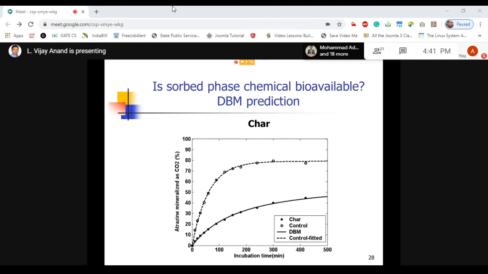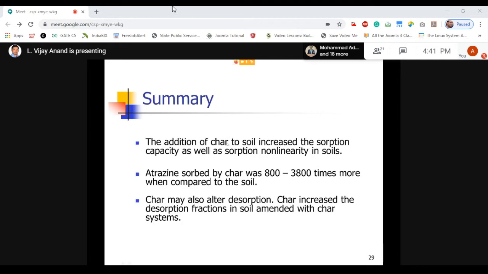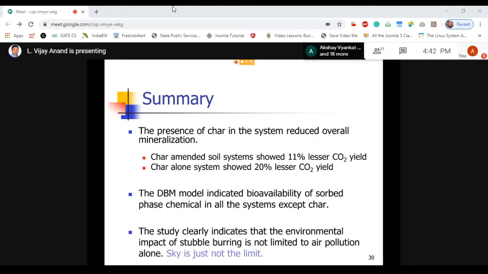So leading to the summary of this study, addition of char to the soil increased the sorption parameters and increased the non-linearity of adsorption. As we can see, the amount of sorption in char is way higher when compared to the soil, about 800 to 3,800 times more. And char's presence in the soil can alter the desorption also. As we can see, the sorption-desorption parameters are totally different when char is present in the soil.